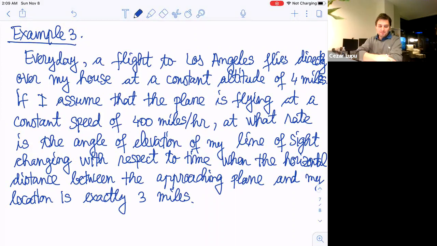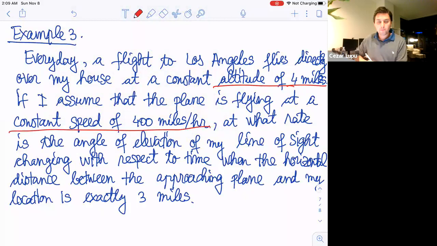All right, let's look at some keywords here. Again, when you see the word rate, you always think about derivatives, always. And now let's look. So we have this flight to Los Angeles, which flies directly over my house at a constant altitude of 4 miles. This is important. And so we have the plane is flying at a constant speed of 400 miles per hour, okay? So altitude is 4 miles, and the constant speed is 400 miles per hour. This is important if the speed is constant.